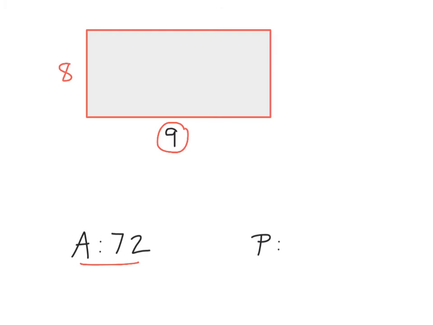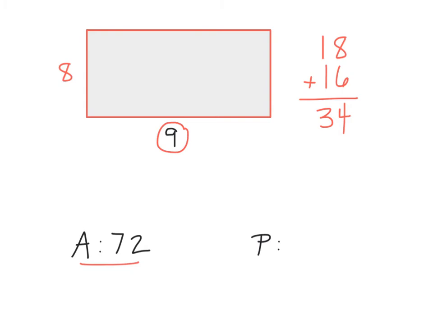Now to find the perimeter, I add them up. 9 plus 9 is 18. 8 plus 8 is 16. And when I add them together, I get 34. Okay, so this was kind of a review of different ways you might see area and perimeter problems where you're not given all the information you need. For this problem, you were given one side and the area.